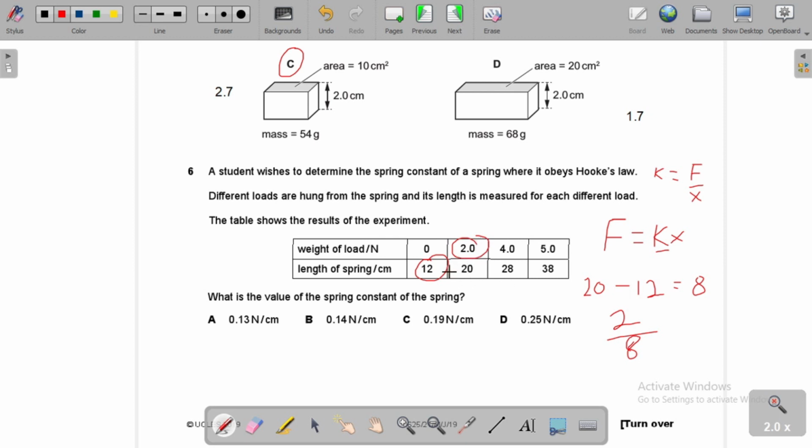Let's look at it. If the extension here is 8, what is the extension here? When a load of 4 Newton is added, the extension will be 28 minus 12, and 28 minus 12 will give us 16. So the extension from here to here is 16. If we use the same formula, load divided by extension is going to be 4 divided by 16, which is going to be 2 divided by 8. So it is still the same thing. 2 divided by 8, that is 1 over 4, and that is 0.25. And that is the answer, 0.25 Newton per cm.